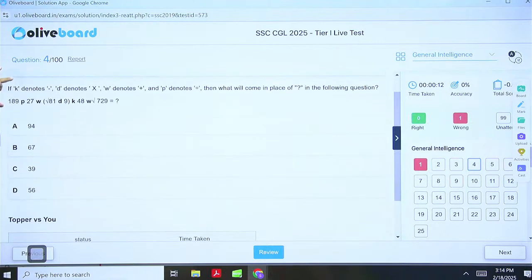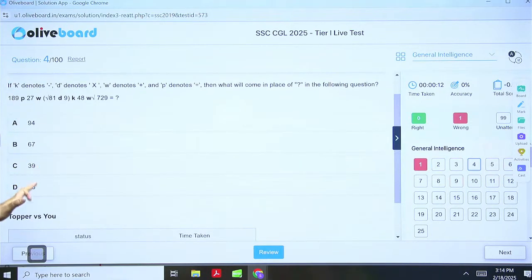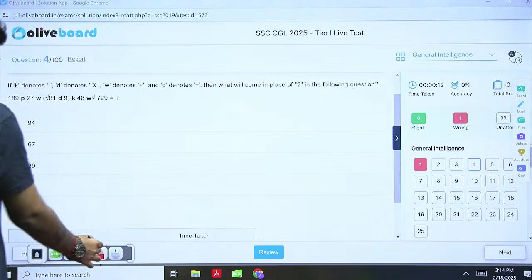Let's move ahead. Now this is an interesting question. Slightly calculative, not a lot, but it's not bad. Let's see.